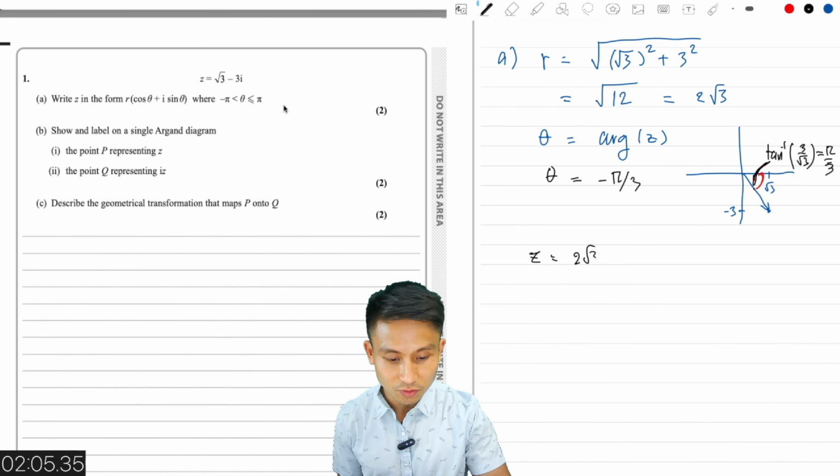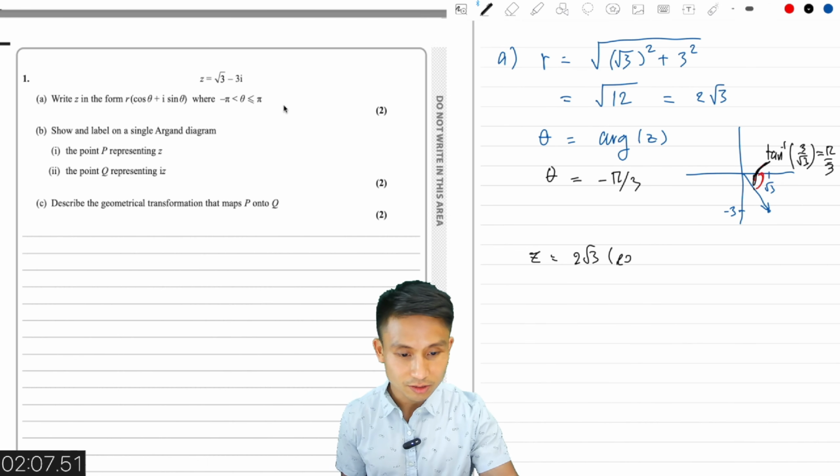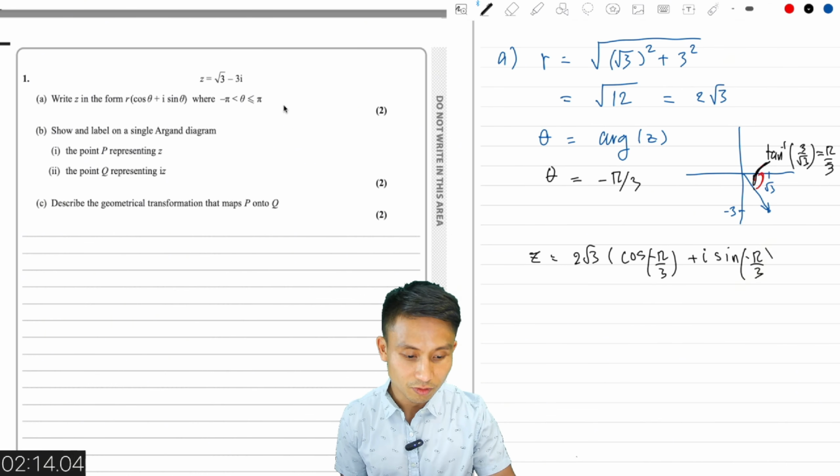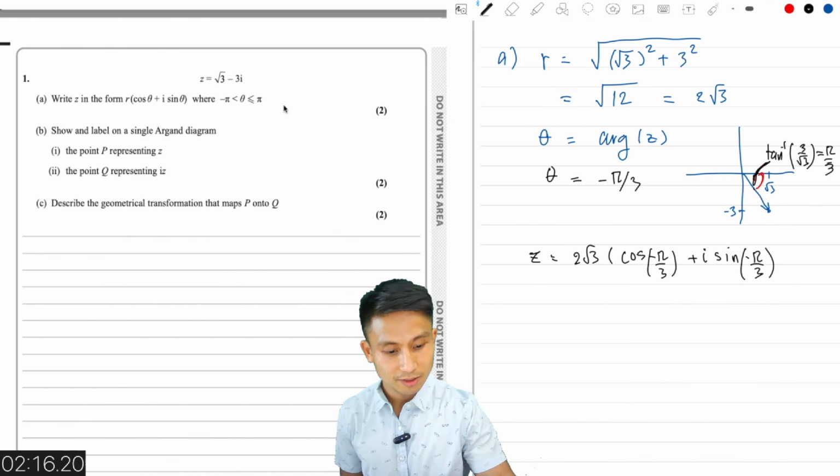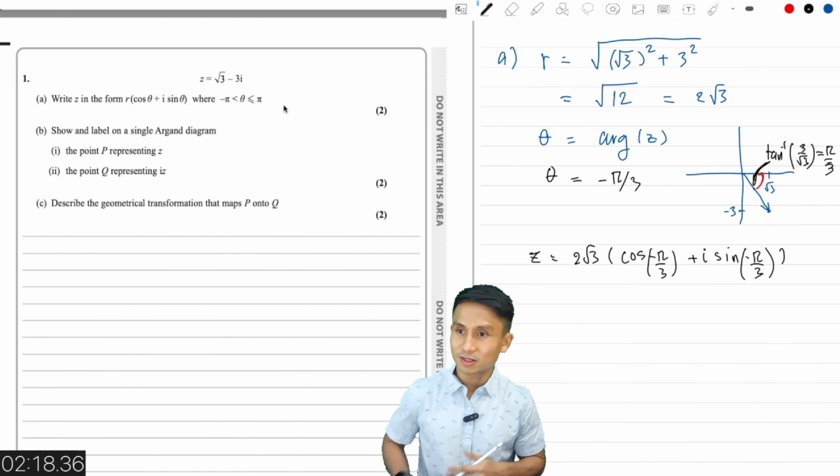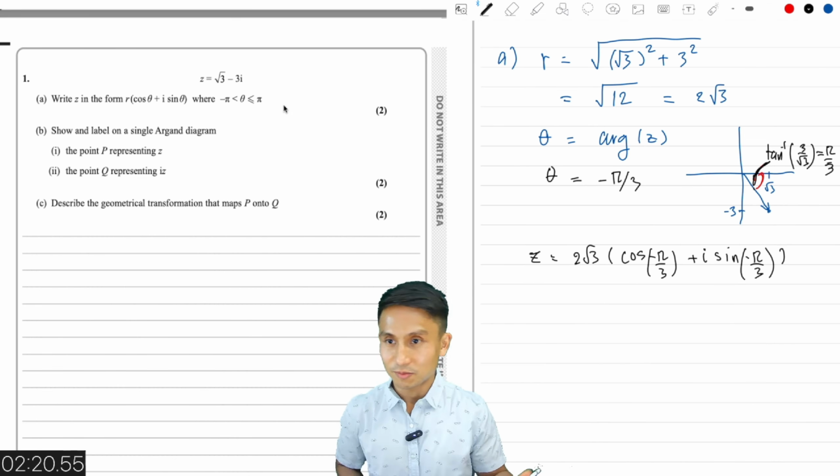So r is 2 root 3, and that would be cos minus pi over 3 plus i sin minus pi over 3. So that would be the answer there. We've already satisfied the range of theta there, which is in the minus pi to pi range.